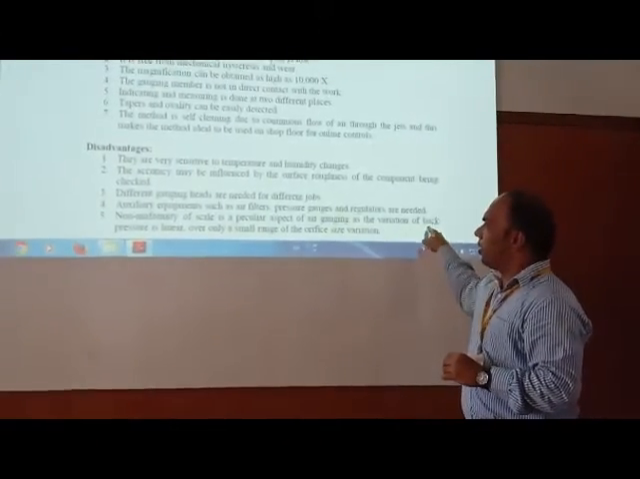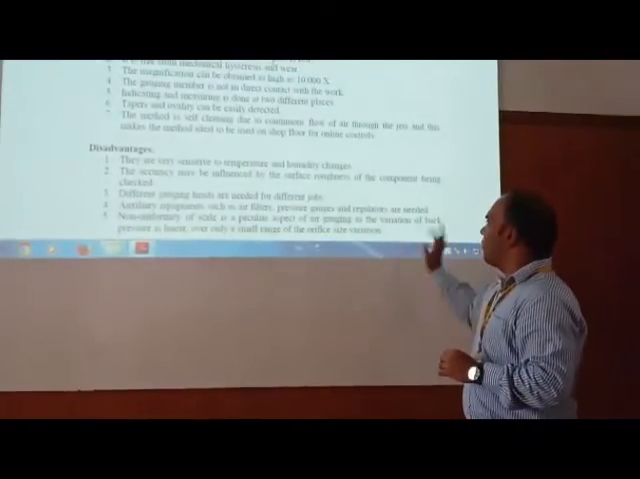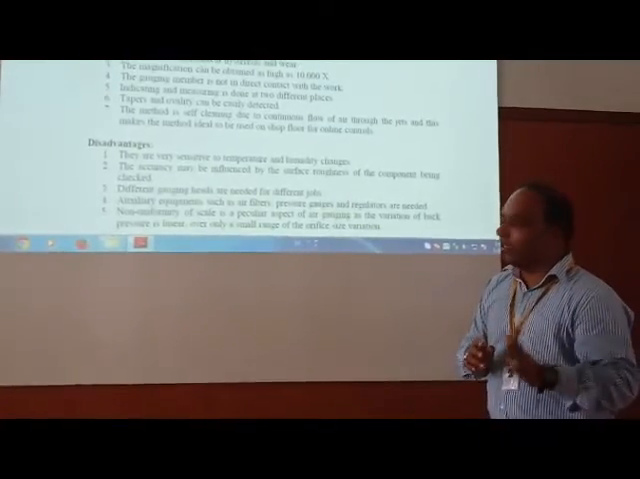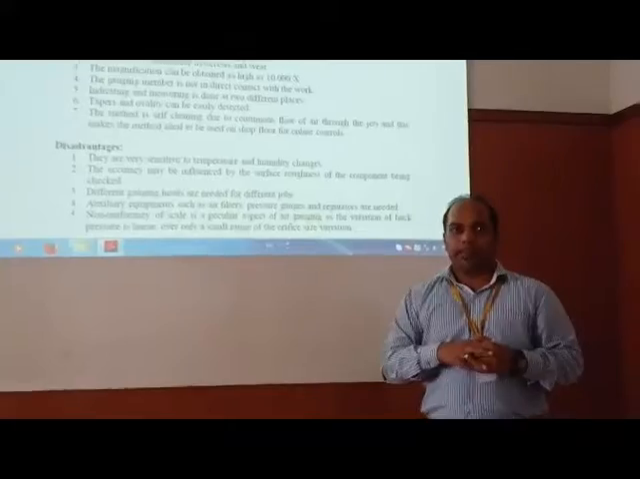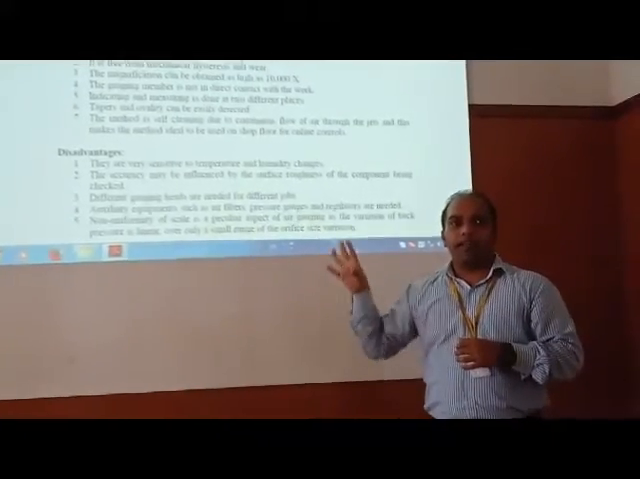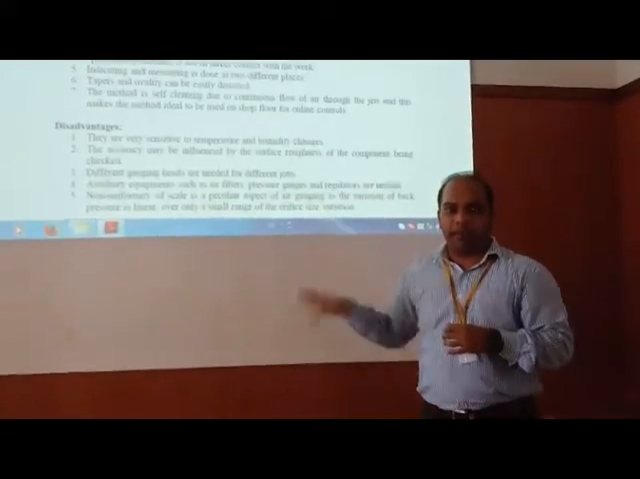Non-uniformity of scale is a peculiar aspect of air gauging, as the variation of back pressure is linear over only a small range of the orifice size variation. So these are the advantages and disadvantages.